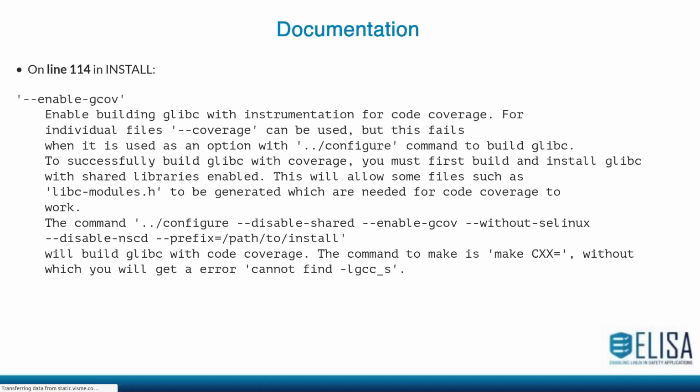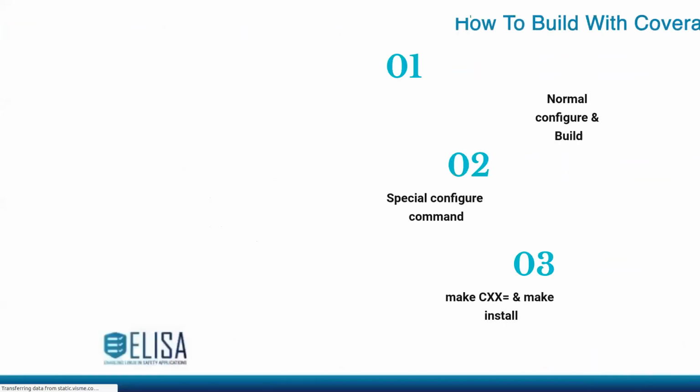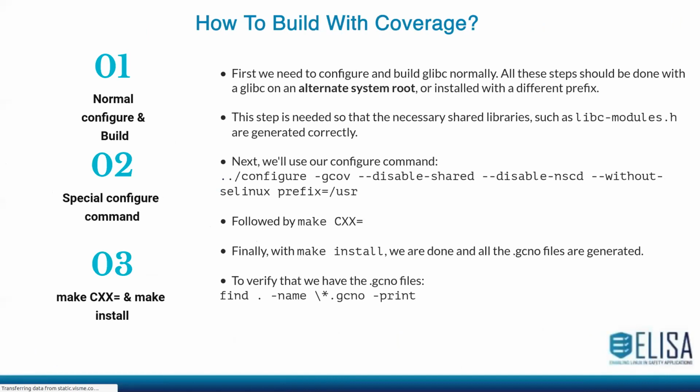If you want to build a specific application with code coverage, Eli will give a demo at the end. So the command to make is make cxx, and after this your code coverage enabled library will be built.